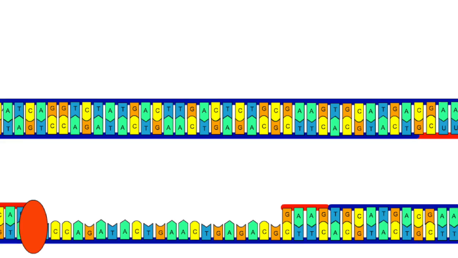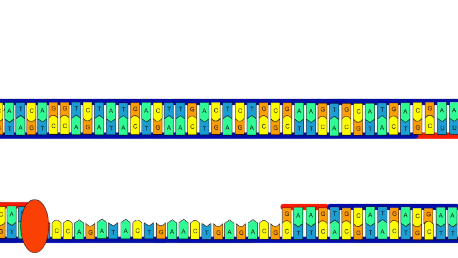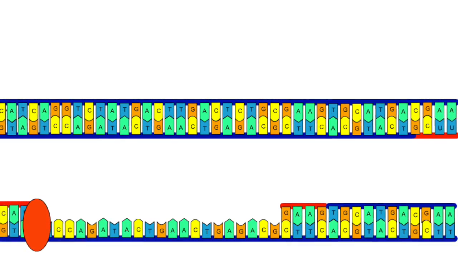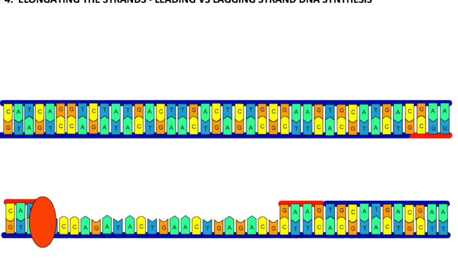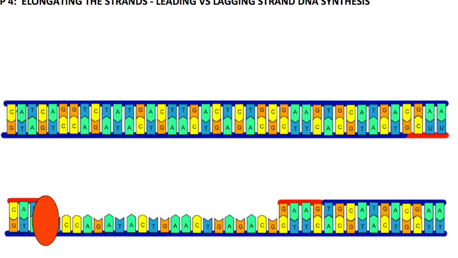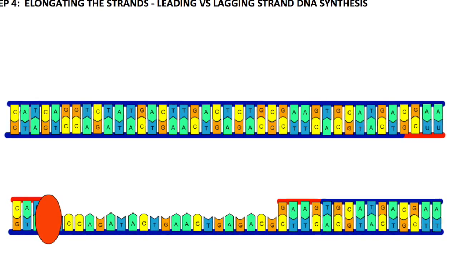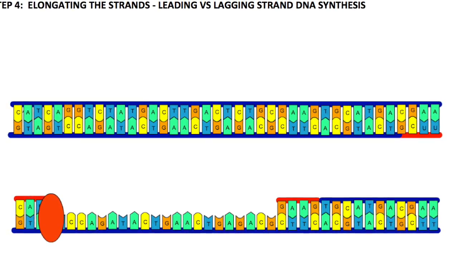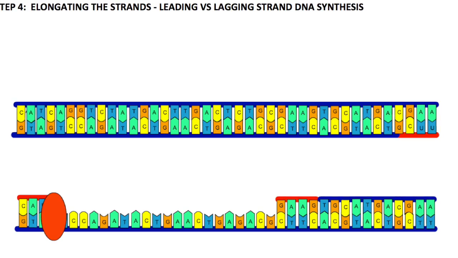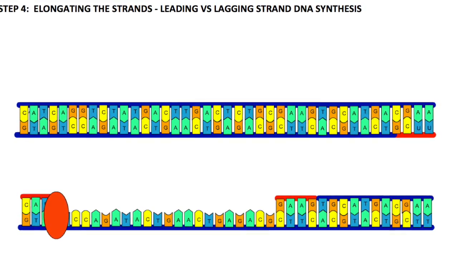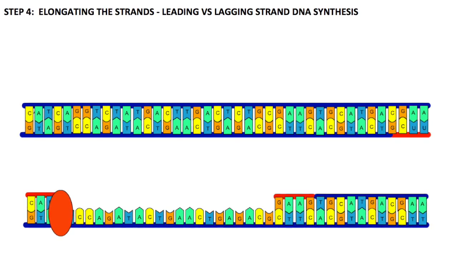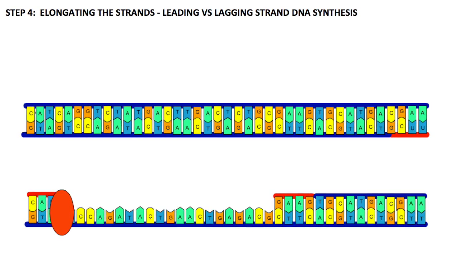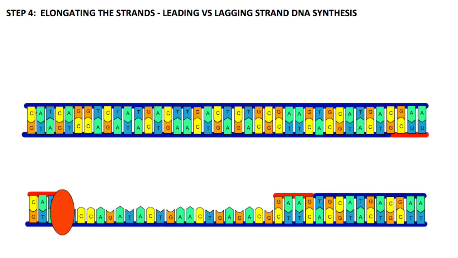Step 4, elongating the strands, leading versus lagging strands. The leading strand is a continuous process creating new DNA. The RNA primer acts as a catalyst to allow DNA polymerase to synthesize a new DNA strand. The space between the RNA primer and the newly formed DNA strand is called an Okazaki fragment.